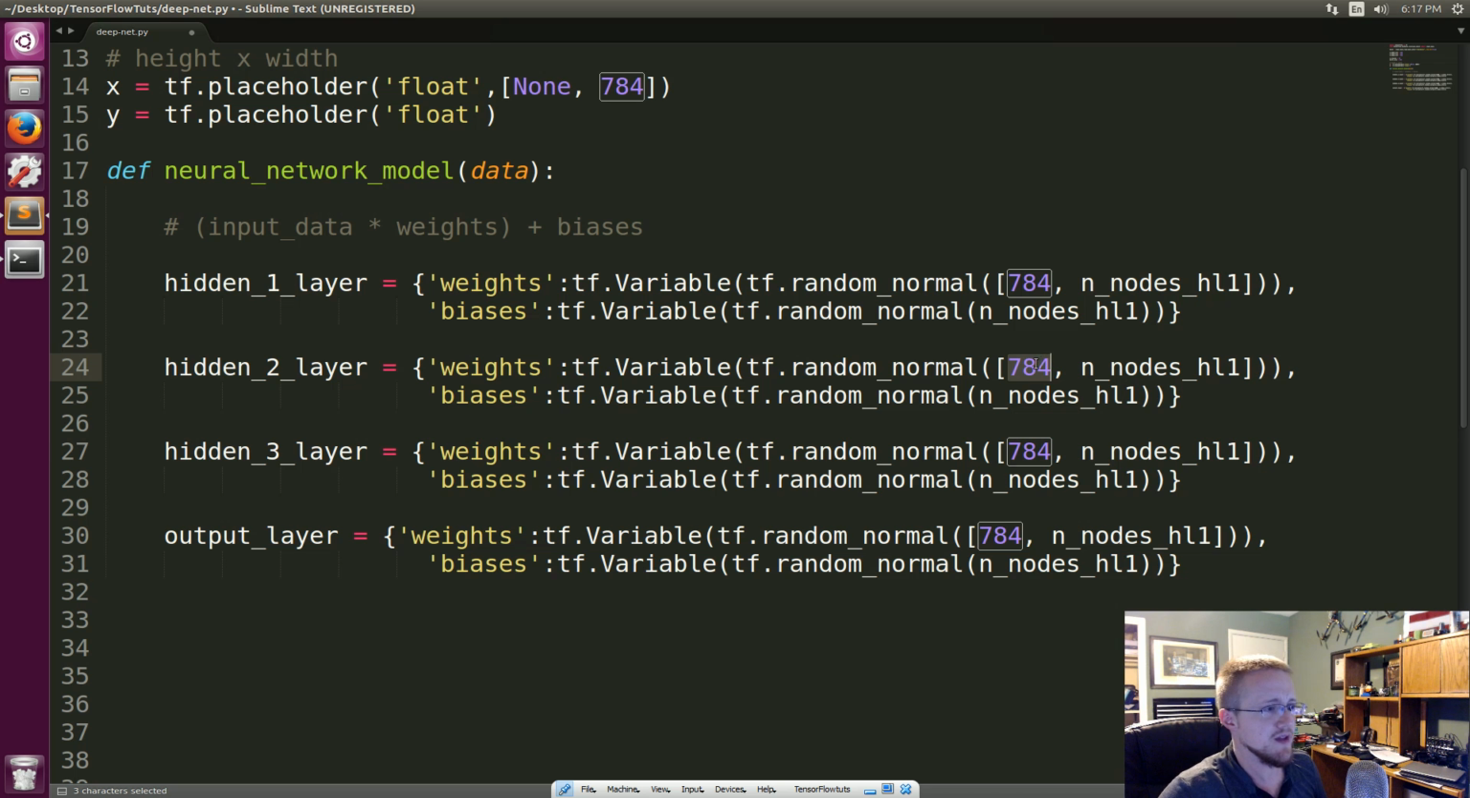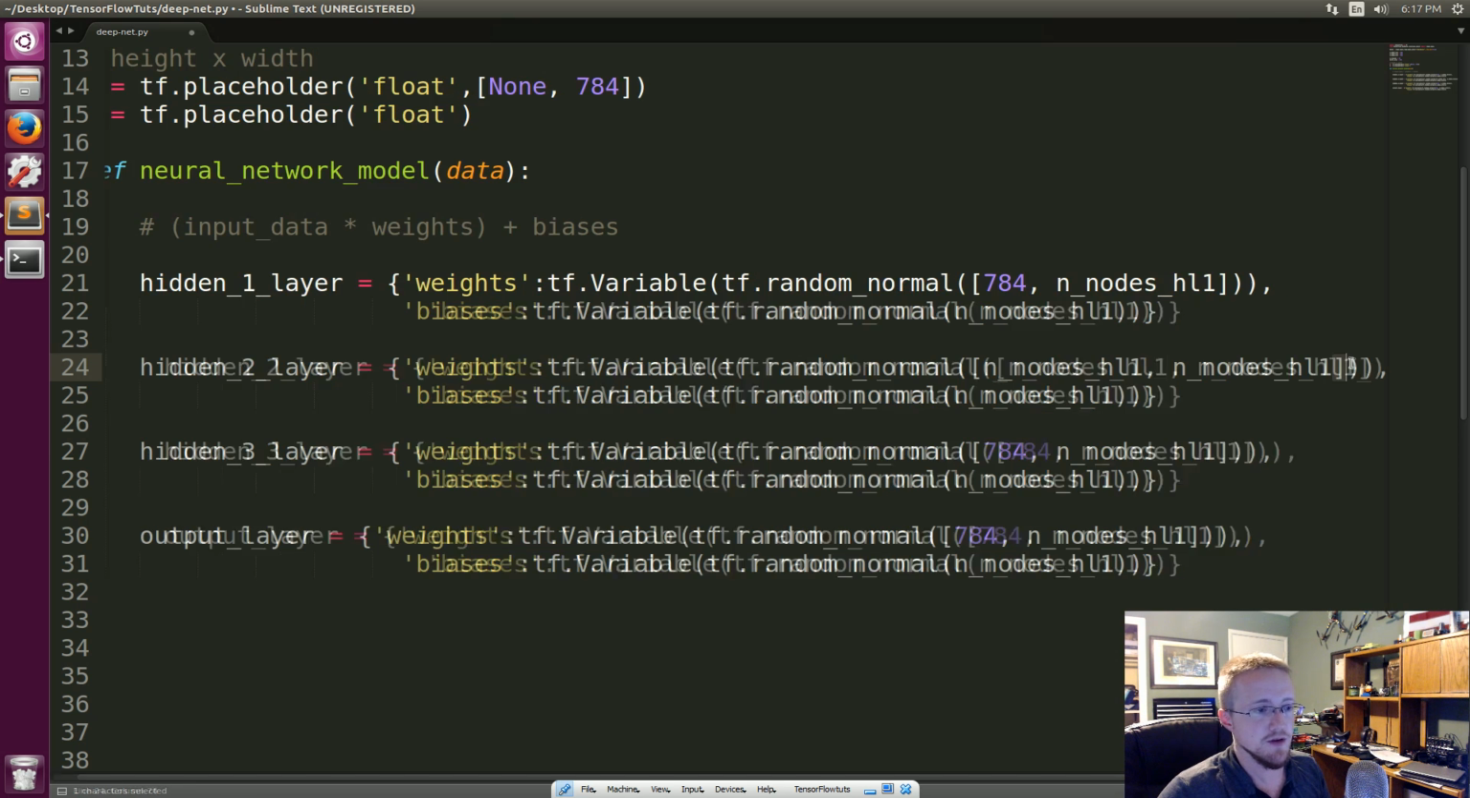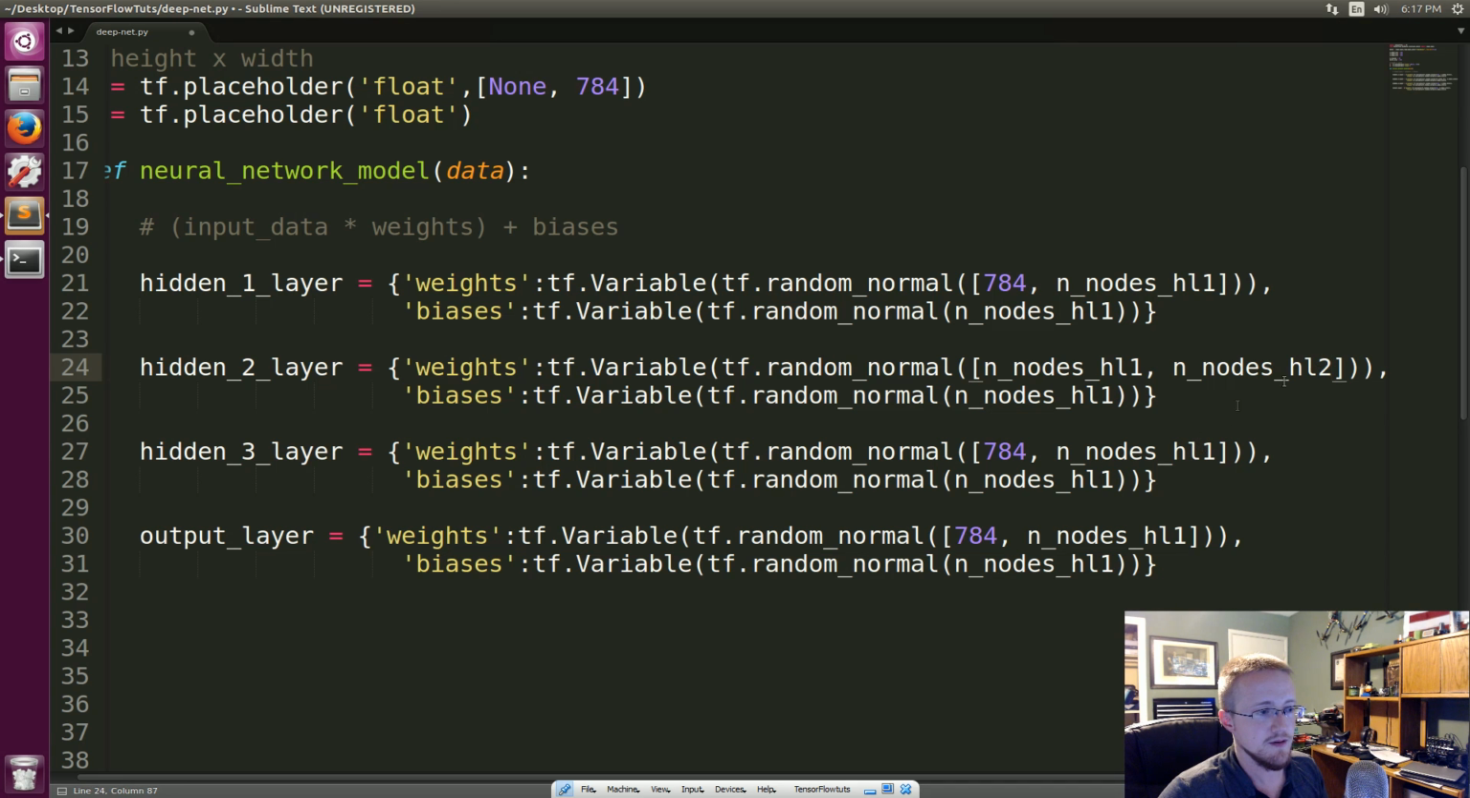That's not necessarily the input. The input will be the number of nodes in hidden layer 1, right? Multiplied by the number of nodes in hidden layer 2. Okay? And then we'll take this, paste this in. This would be hidden layer 2, hidden layer 3. And then down here, the biases, this would be for the number of nodes in hidden layer 1. This would be the number of nodes in hidden layer 2, hidden layer 3.